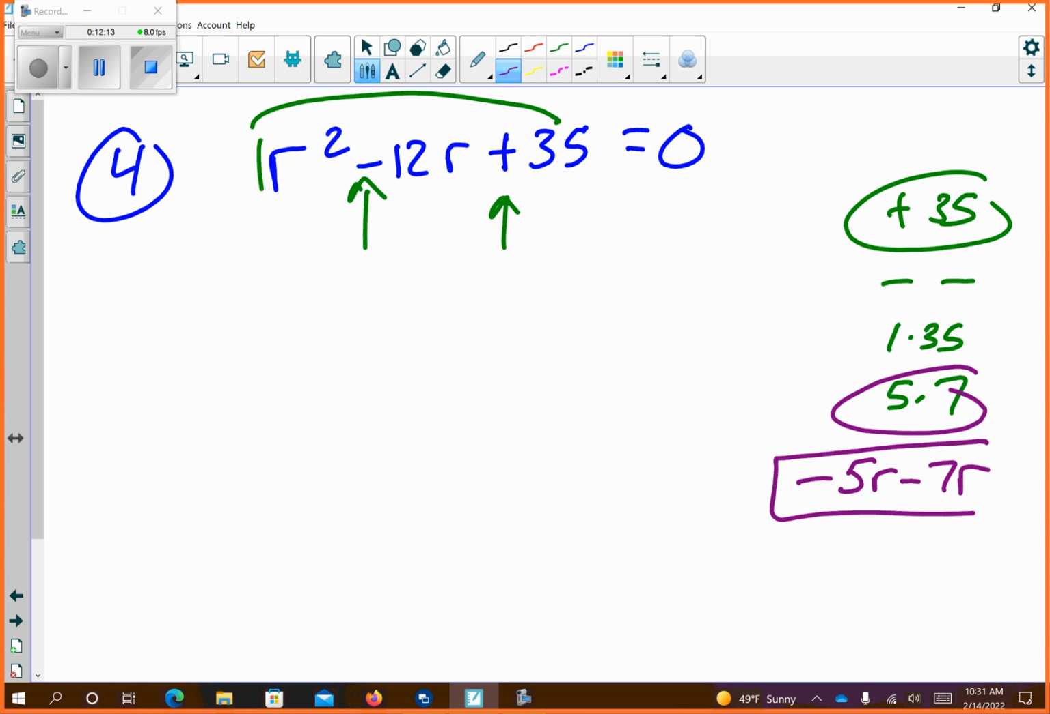If I combine those together, I get that negative 12r. So that's going to replace that. So I get r squared minus 5r, and again, I could have put these in either order. It's not going to matter.